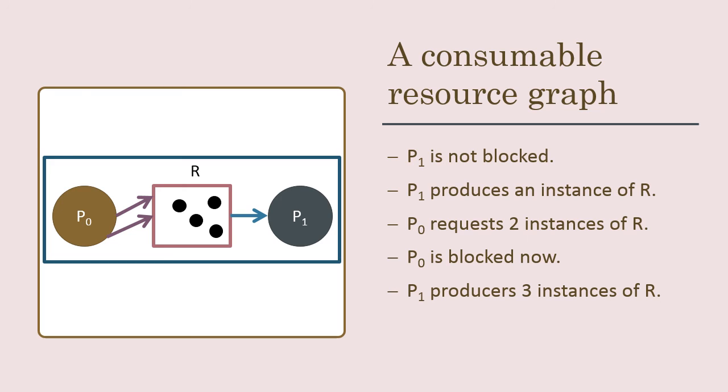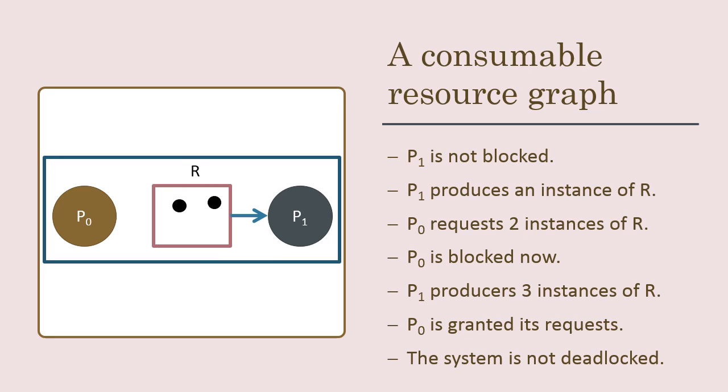P1 produces three instances of R. P0 is granted its requests. Notice that two tokens have been decremented in R. The system is not deadlocked.